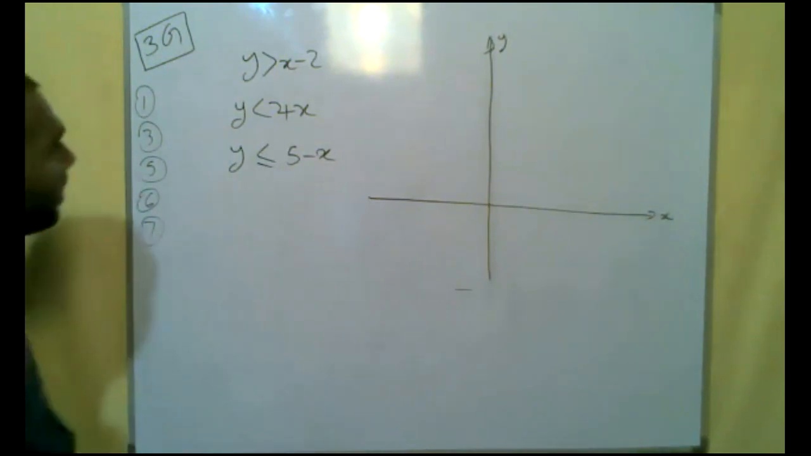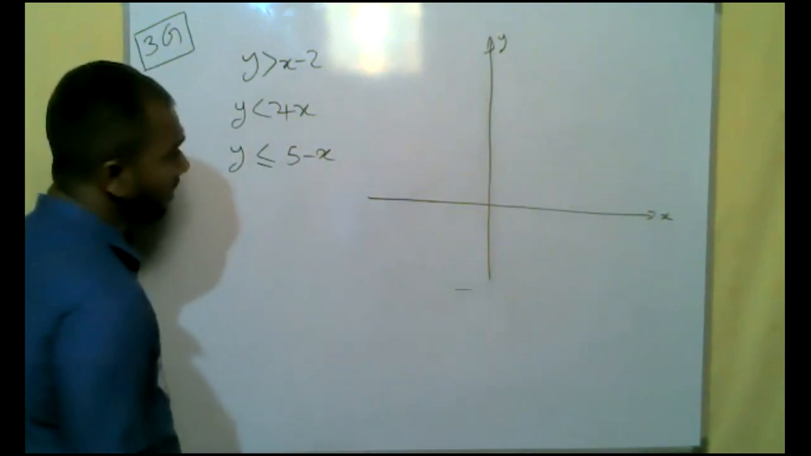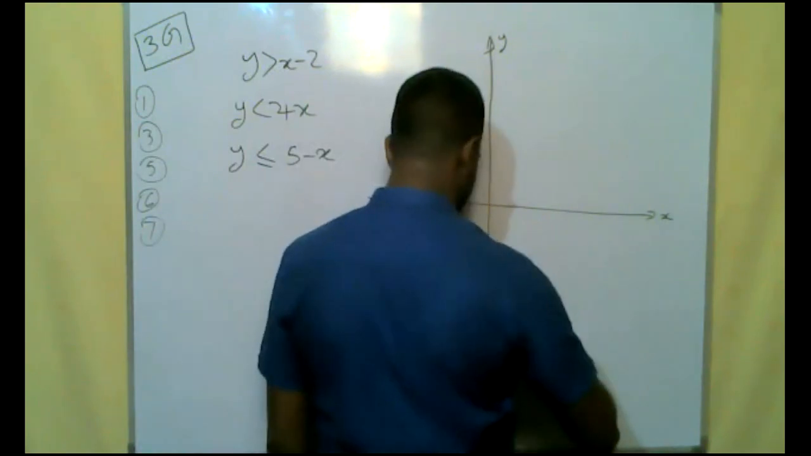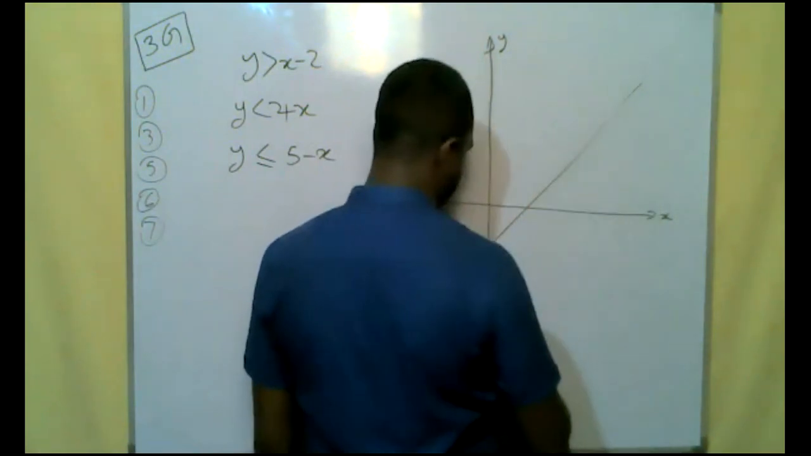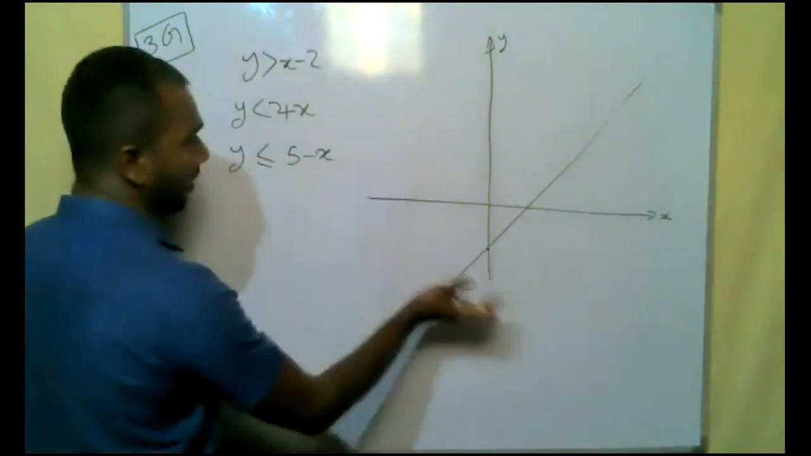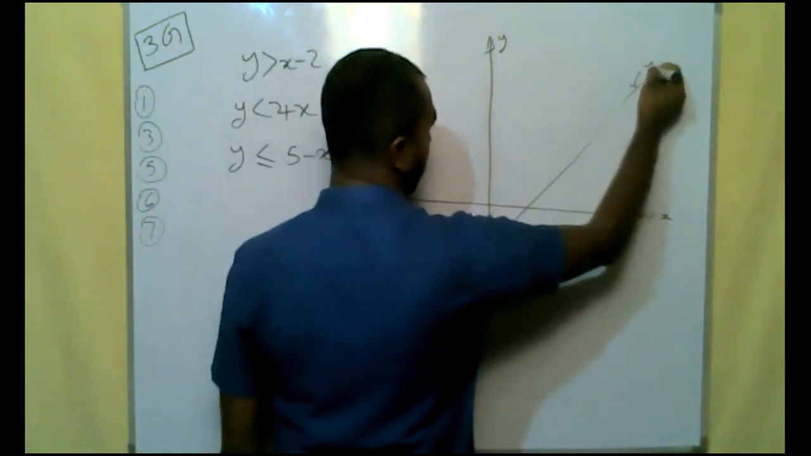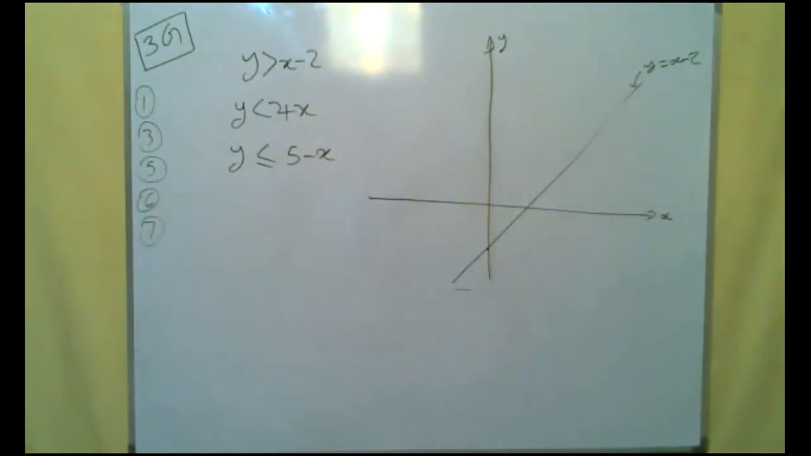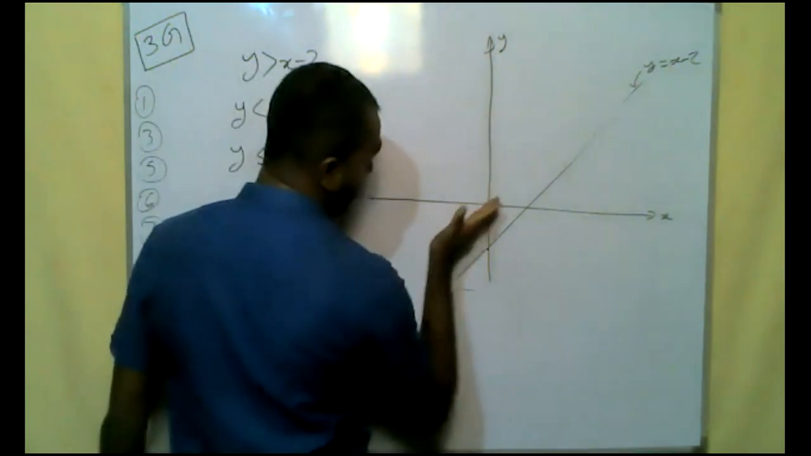Okay, so y equals x minus 2. If I draw y equals x minus 2, that means it is going through the intercept minus 2 here, and it has a line like this. And if I want the region above that, everything in this side. Then what is y equals 4x? We know y equals x is something going in the middle of this.